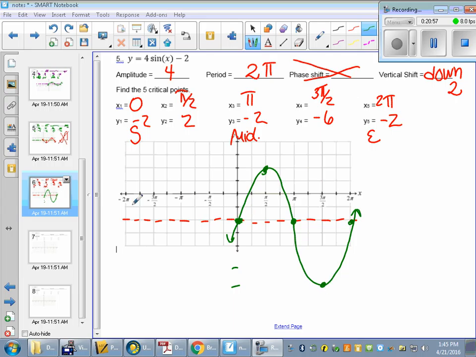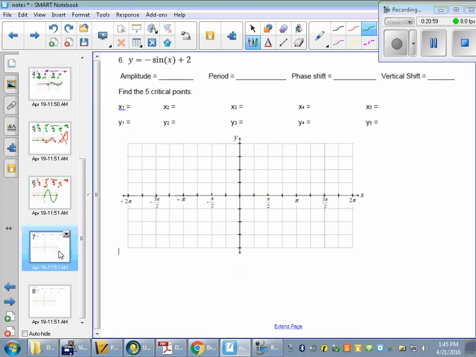All right, let's look at another one. Negative sine of x plus 2. I'm going to give you guys a chance to do this one completely on your own. List your amplitude, your period. We know there's no phase shift. And your vertical shift. List your points and plot them.